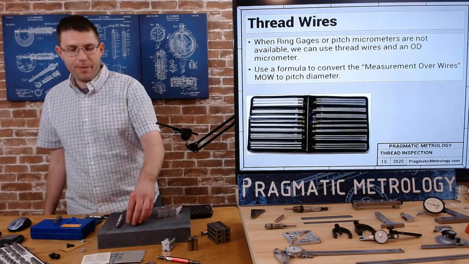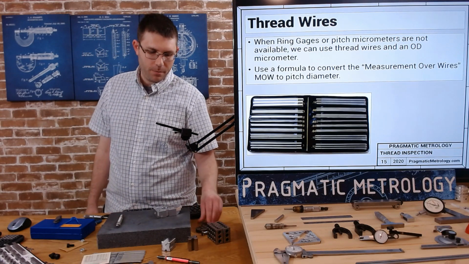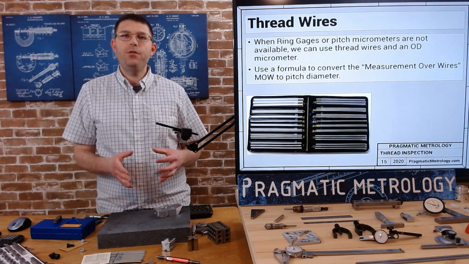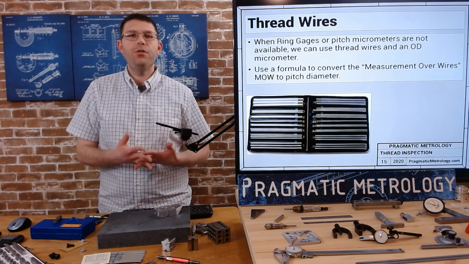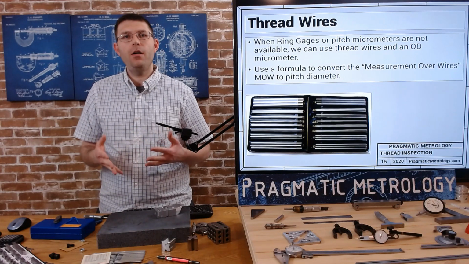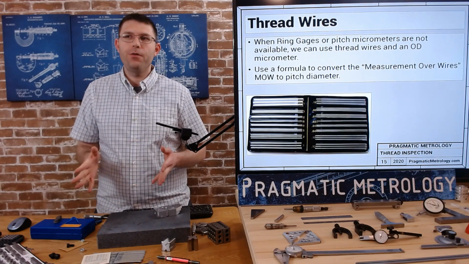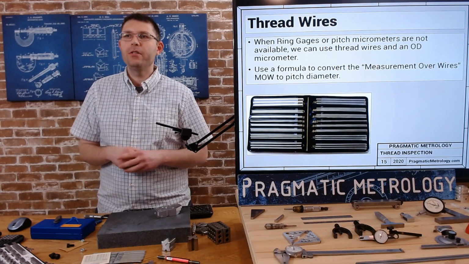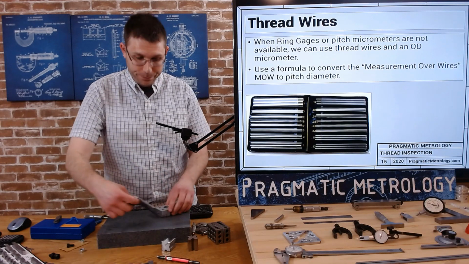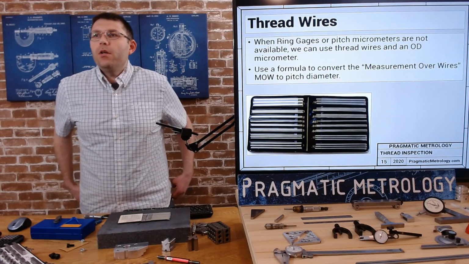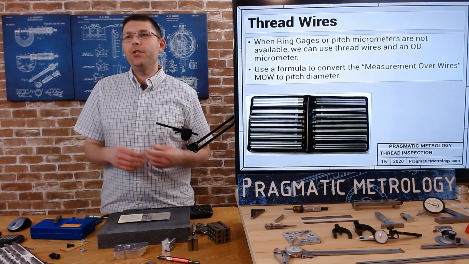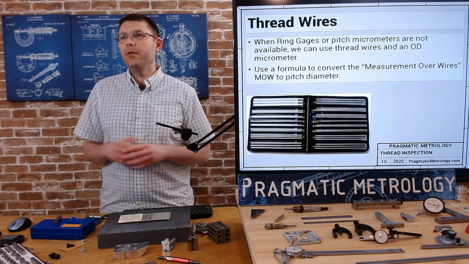So now we've talked about thread gauges, thread plugs, and set plugs. Those are the ideal tools to have. This is what you hopefully would love to have for every part you're making, but that's not always the case, especially with external threads. Don't want to buy the ring gauges. One of the nice tools that we have available to us is called thread wires. So you basically are going to use thread wires and an OD mic when you don't have a ring gauge or a pitch mic available.